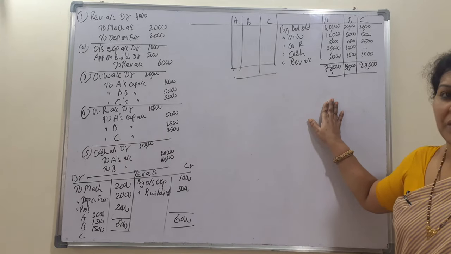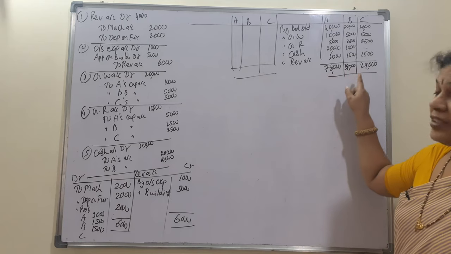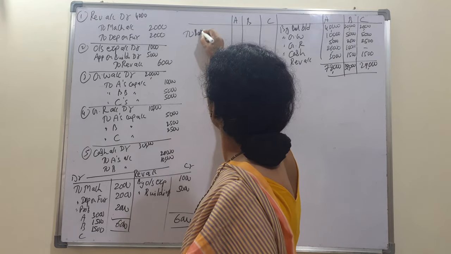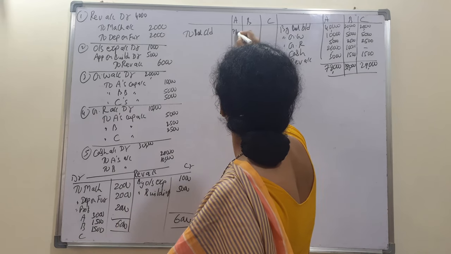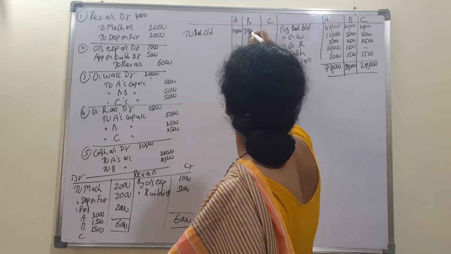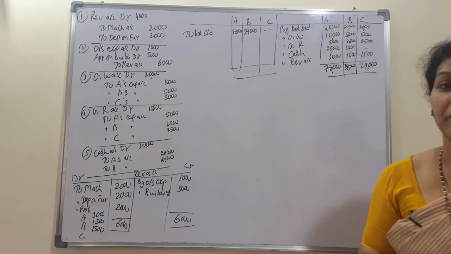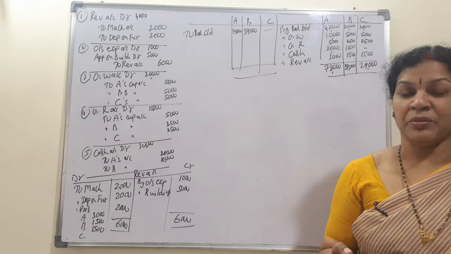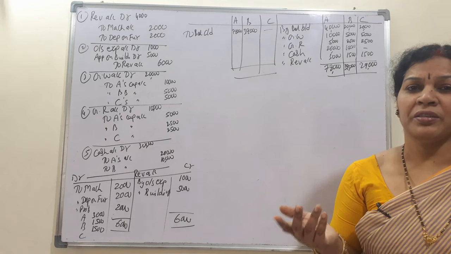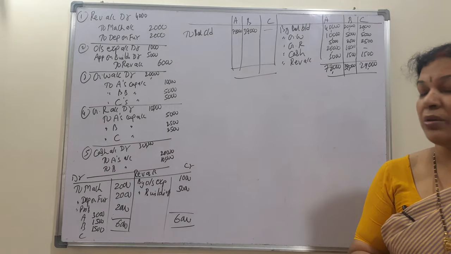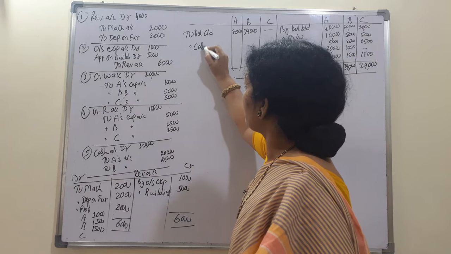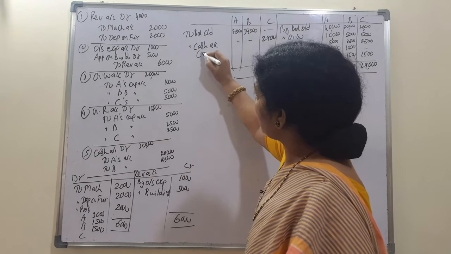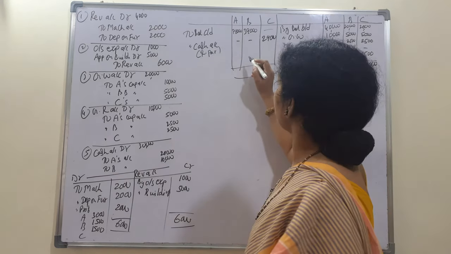We got this much of the amount in the capital accounts. A's and B's will be balance carried down: 78,000 and 39,000. C's we don't say carried down because he is retiring. When he is retiring, we won't keep the amount in the partnership. What we'll do is give it to C. So the retiring partner will be taking his amount. That is why we'll say to cash account, 29,000. Can write retiring partner. Retiring partner always takes the cash.